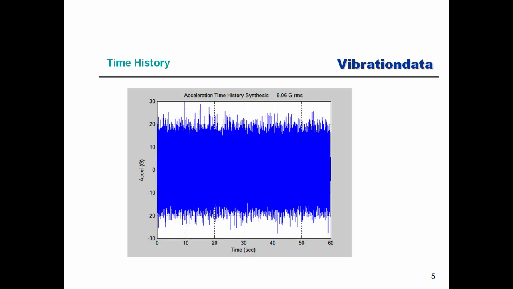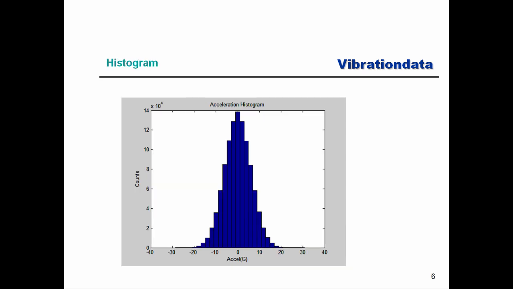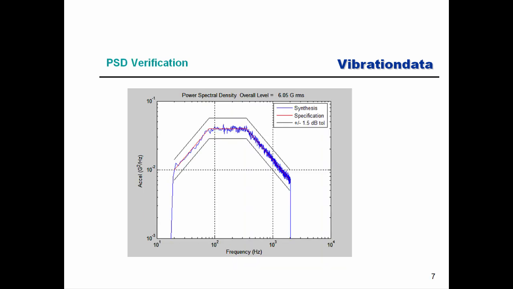So here's the acceleration time history from the slide version. Its corresponding histogram with the bell curve shape. That's for the instantaneous acceleration values. And then the power spectral density of the synthesized time history. So that's all looking well and good.